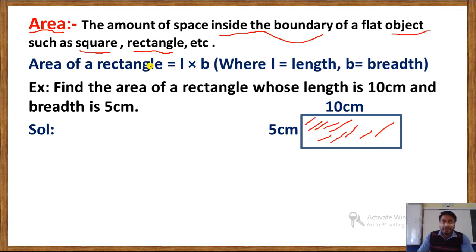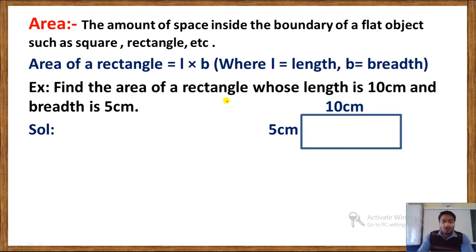So area of a rectangle equals length into breadth. This is the formula. Okay, area of a rectangle equals length into breadth, or in short we can write L into B, where L is length and B is breadth. Okay, now let's solve one example and try to understand the concept.